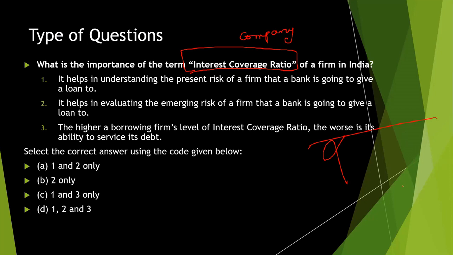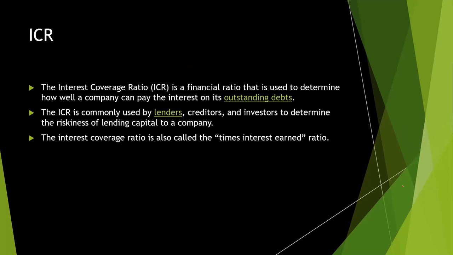Did I use economics anywhere here? Of course not. So there will be at least 5 questions which you can answer in such a way where you don't need anything, just attending the class and going through the notes. Likewise, this is just the definition I've put here. Interest coverage ratio is a financial ratio that is just to remind them how well a company can pay the interest on its outstanding debts.